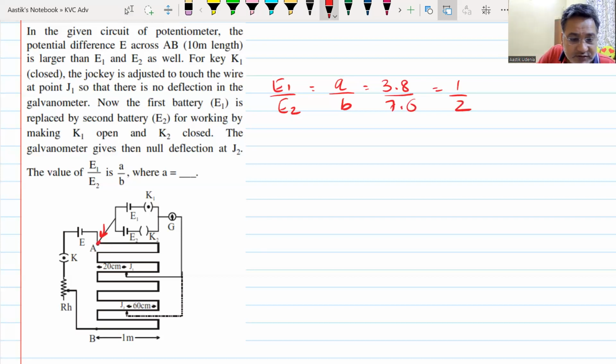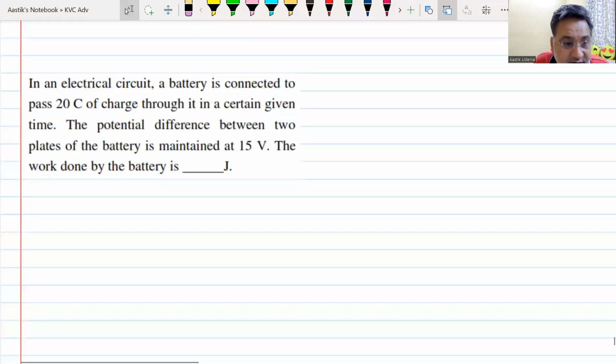Do we understand this, or has this gone above our head? Understood, sir. See, these types of questions are coming in the exam these days. Questions are pretty simple. See this question, as easy as it gets.